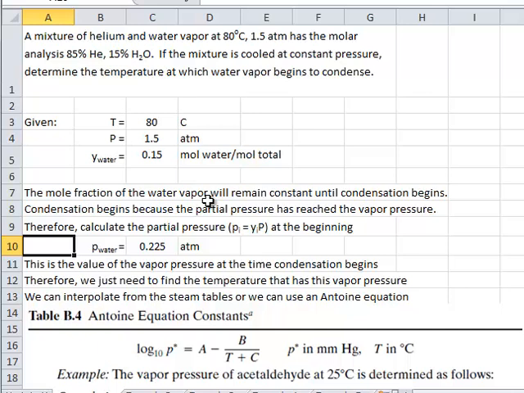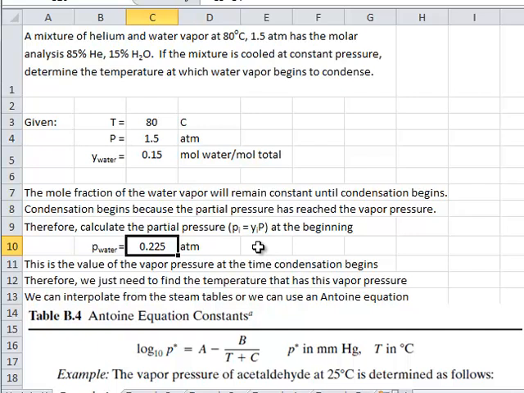Switching over to Excel for a moment, the idea is that the mole fraction of the water vapor is going to stay constant until the condensation begins. Okay? And the condensation is going to happen when the partial pressure reaches the vapor pressure. So if I can calculate the partial pressure by calculating the vapor pressure, I can figure out what that condition is going to be. So the partial pressure needs to be, well, 15% of 1.5 atmospheres, so 0.225 atmospheres.